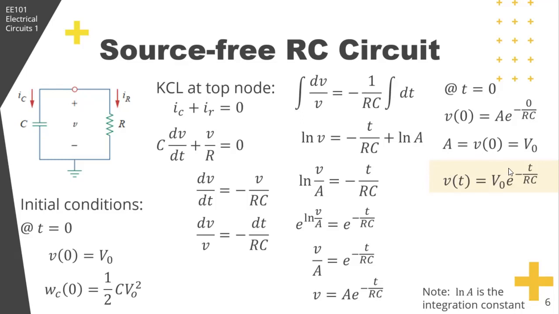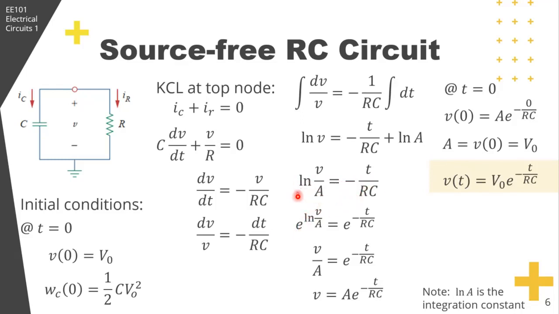That is so that we can easily arrive at the expression for V of t. So let's continue. We move ln A to the other side of the equation. So transposing, it's ln V minus ln A. And the subtraction of logarithms, right, is equal to ln V over A. So we have negative t over RC.